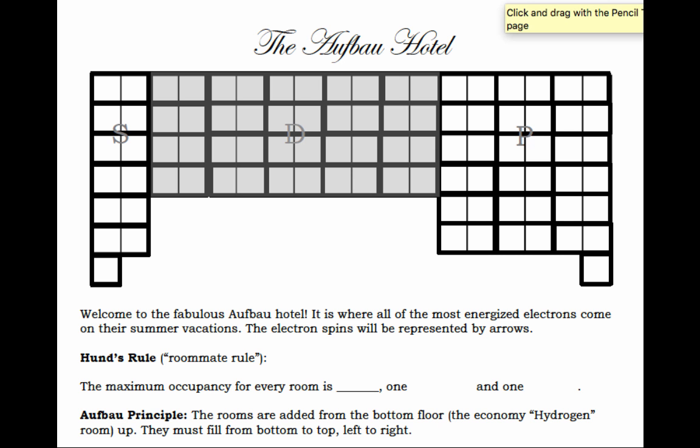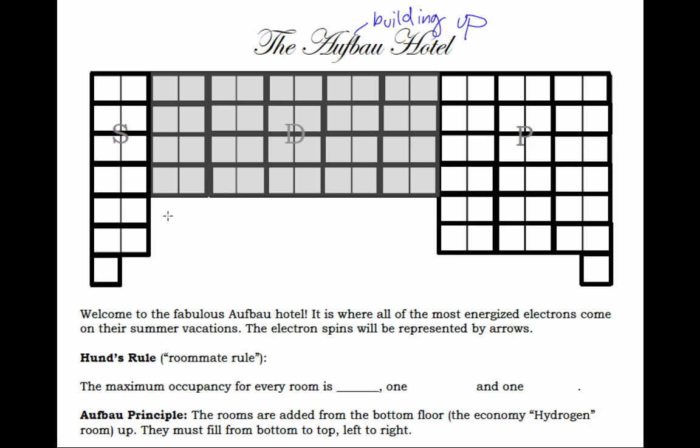If you turn to the next page in your notes, you'll see a diagram that looks like this, and a silly title called the Aufbau Hotel. And in German, Aufbau means building up. So if this diagram of a hotel looks somewhat like the periodic table to you, there's a reason for that. It's to represent the different parts of the periodic table.